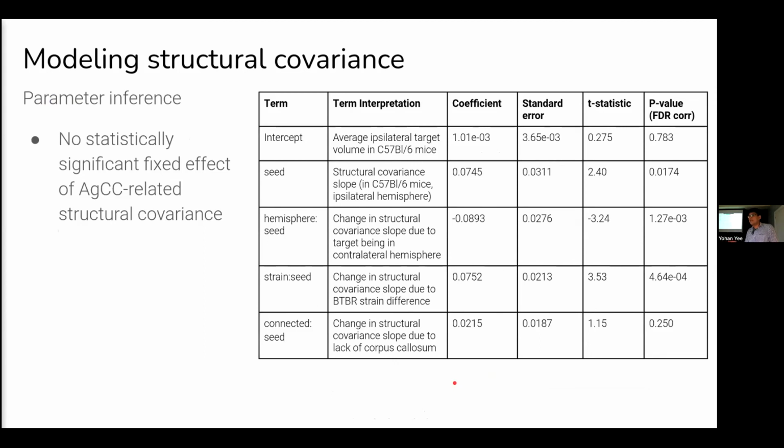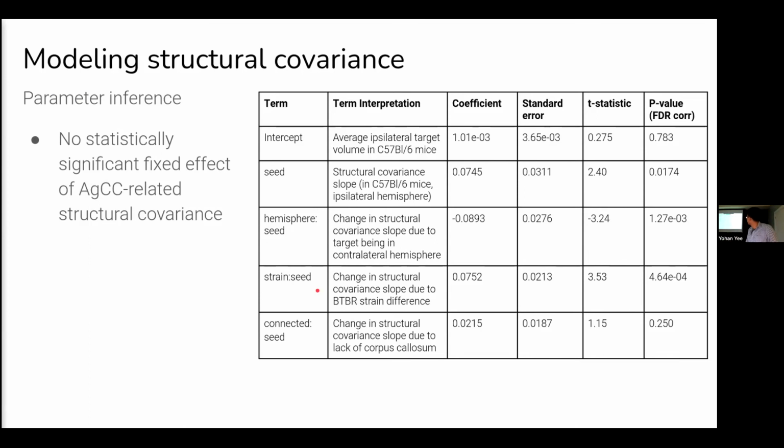Going to the parameter inference, we find that in general, we have a statistically significant effect of seed in predicting target volume. So that's your structural covariance effect. That makes sense. We would expect that. We find a significant effect of hemisphere interacting with seed. So that's essentially saying that the effect of hemisphere is important. Another intuitive way to understand this is that in the opposite hemisphere, structural covariance typically slightly decreases, and you're just measuring this effect here.